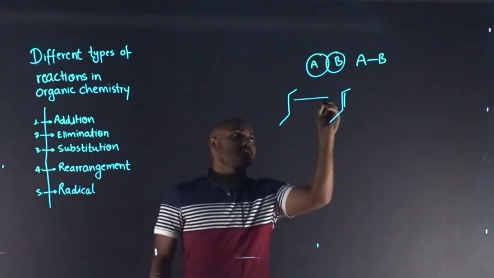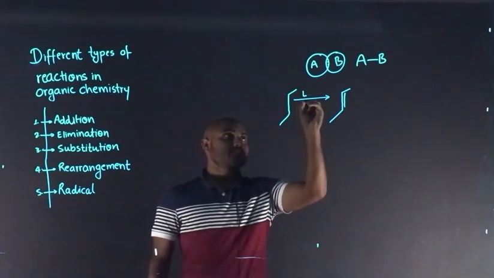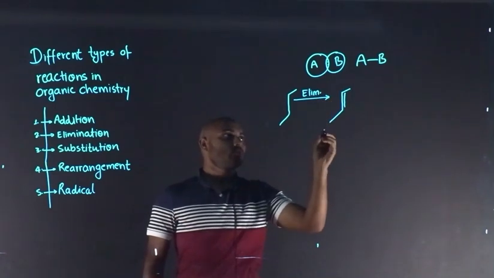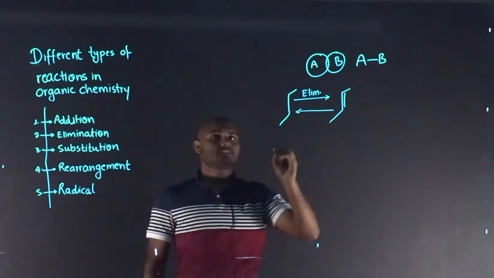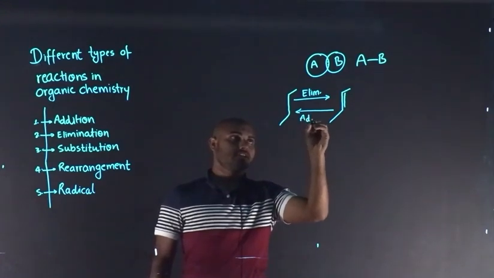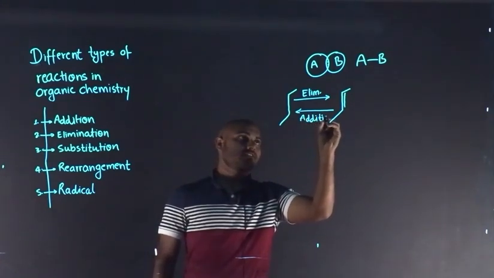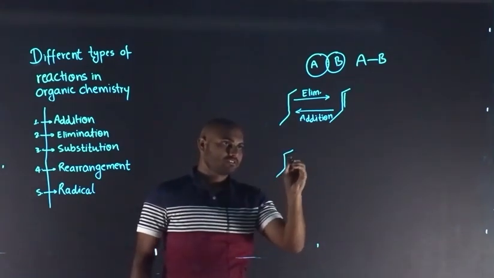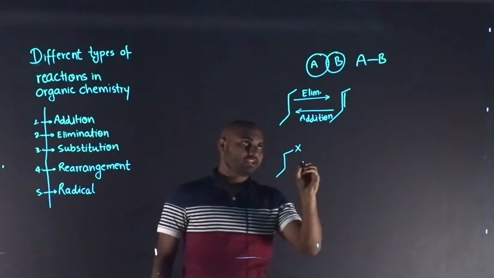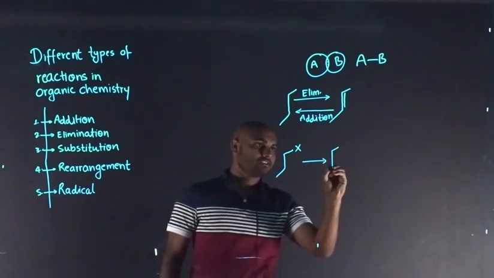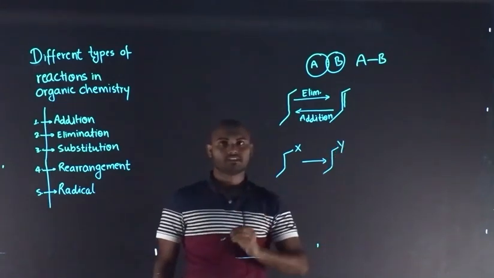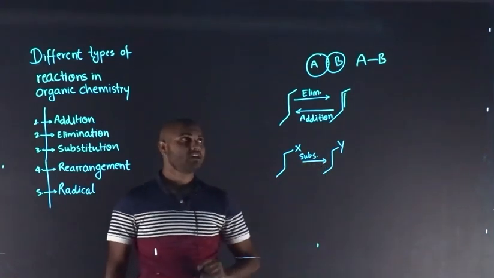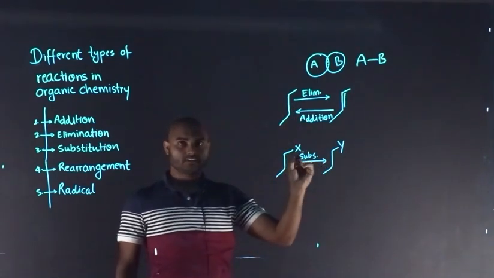Now, when a sigma bond breaks and a pi bond forms, the reaction is termed as elimination. When a pi bond breaks and a sigma bond forms, the reaction is termed as addition. And when we have one kind of sigma bond with an atom X, that breaks and makes a similar sigma bond with an atom Y, the reactions are known as substitutions. So elimination, addition, and substitution.